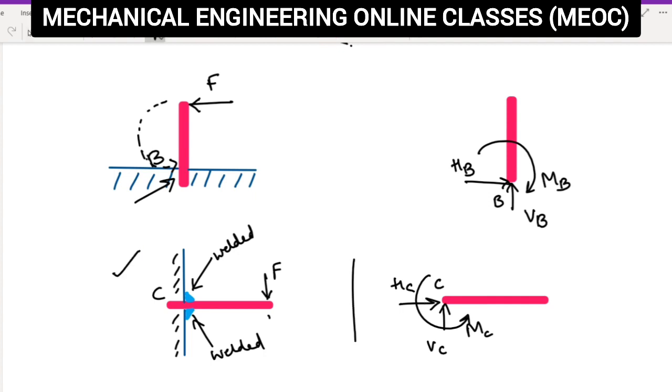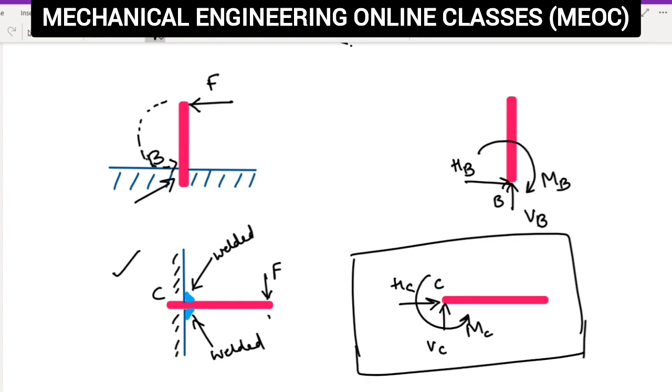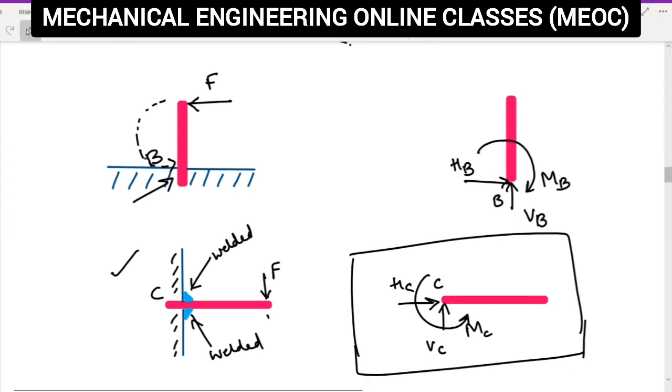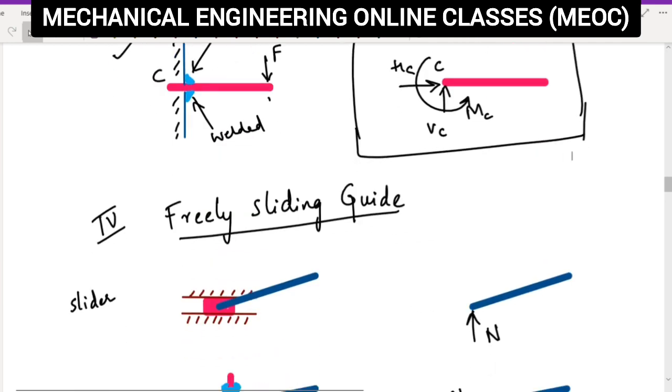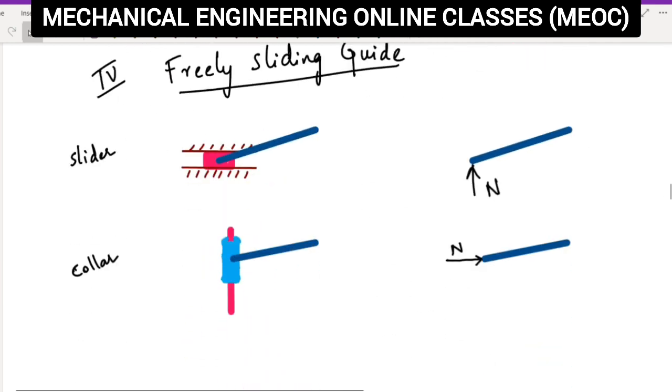This is how the reactions are noted down. These are the reactions, not the actions. So these reactions are the counterparts of actions. So this is one type of support. Then we can see the other kinds, freely sliding guide.